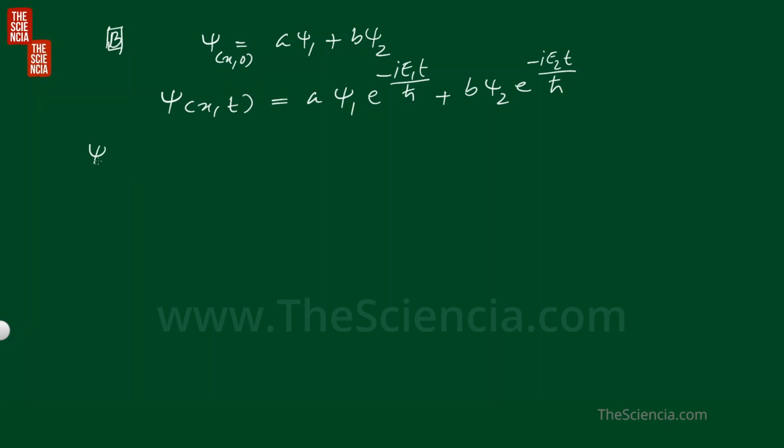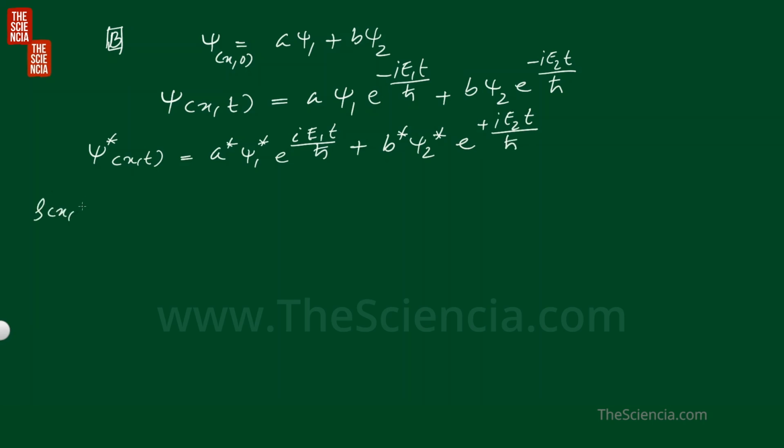Now I want to find out its conjugate, that is psi star of x t, that is equal to A star psi 1 star e raised to conjugate of minus i, that will be plus, right? That is i E1 t by h cross plus B star psi 2 star e raised to plus i E2 t by h cross. Now again I am going to find out the probability density, that is rho of x t. That is, now we are going to evaluate this at a time t, that is equal to psi star x t into psi of x t. That is, we can substitute these values.